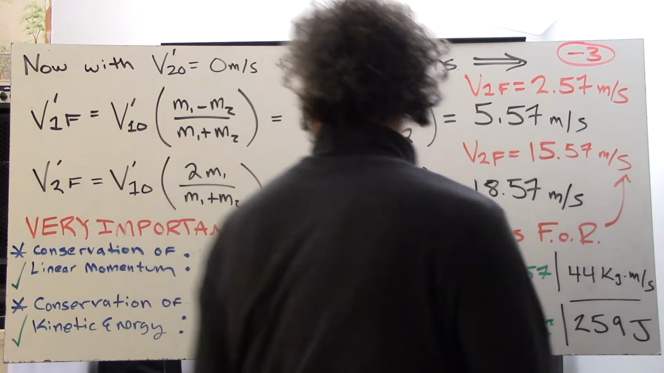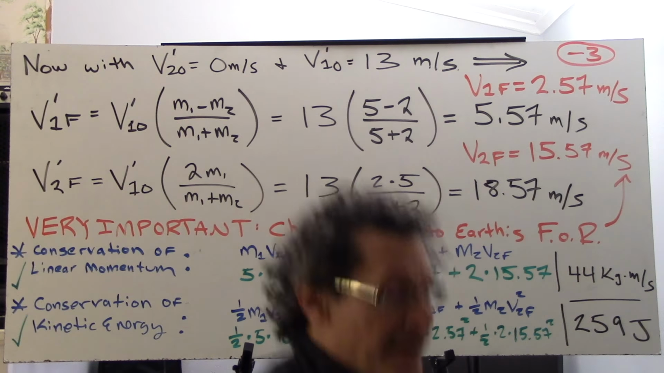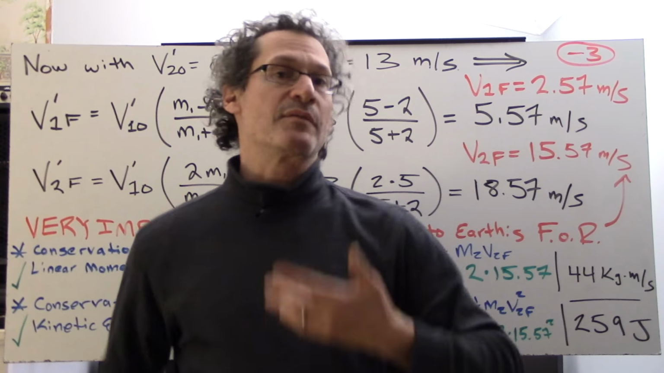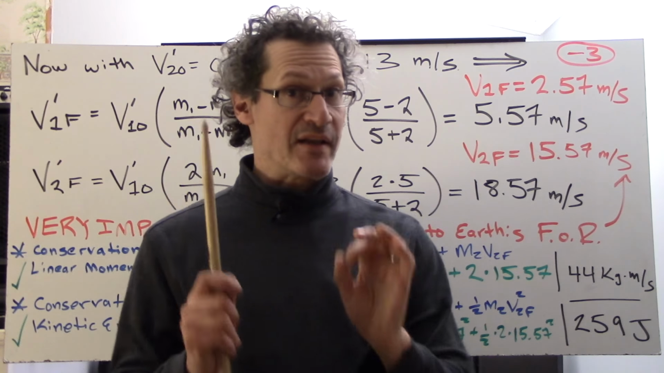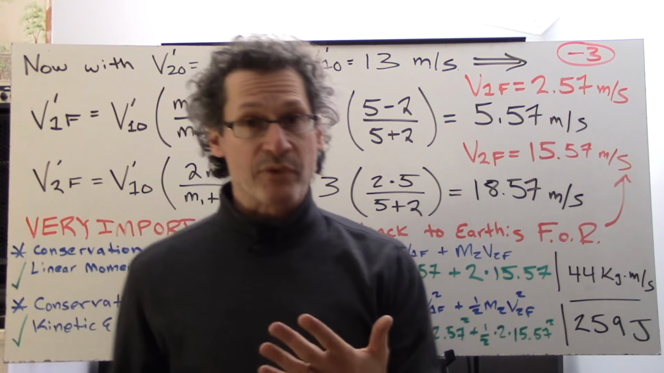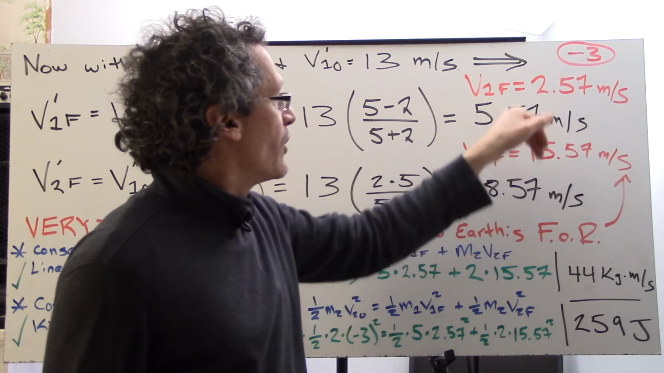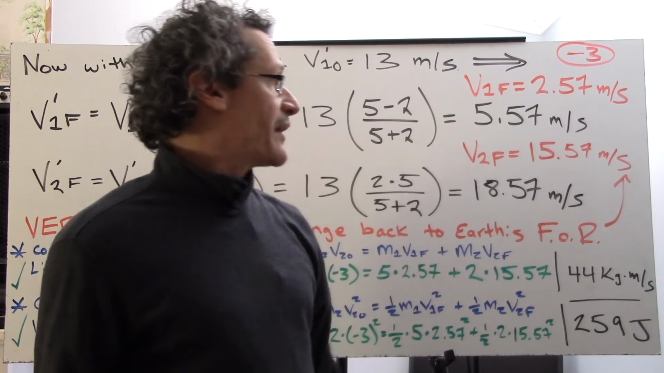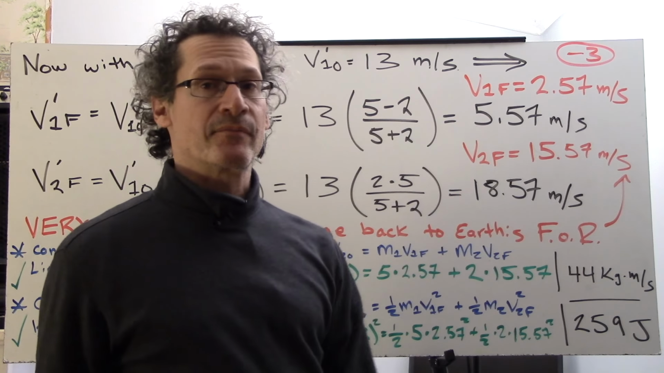Very, very important is that we have to change back to Earth's frame of reference. We can't keep it as 5.57 or 18.57, because then the principles of conservation of momentum and conservation of kinetic energy will not be upheld. We're going to check that later when we change back our frame of reference. Let's do that. We added 3 meters per second to each, so we will subtract 3 here. So v1 final is actually, according to the Earth's frame of reference, 2.57 meters per second. According to the Earth's frame of reference, v2 final is 15.57 meters per second.